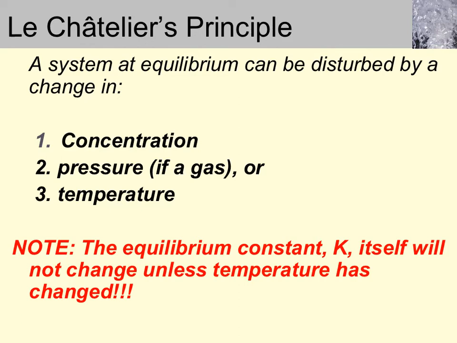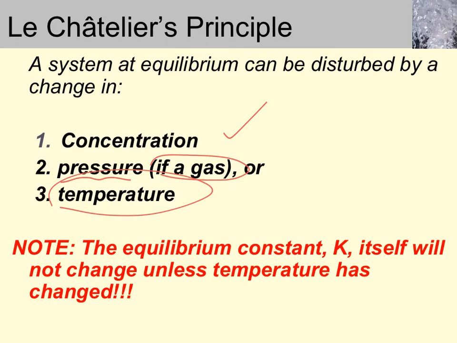So the 3 primary ways that you can disturb a reaction at equilibrium are by changing the concentration of any of the reactants or products, or changing the pressure, and that's only if you have a gas present. And just a reminder here, pressure is directly related to concentration. So when a problem is discussing pressure of a gas, you can think in your mind concentration. They have the same type of behavior. Or if you change temperature.